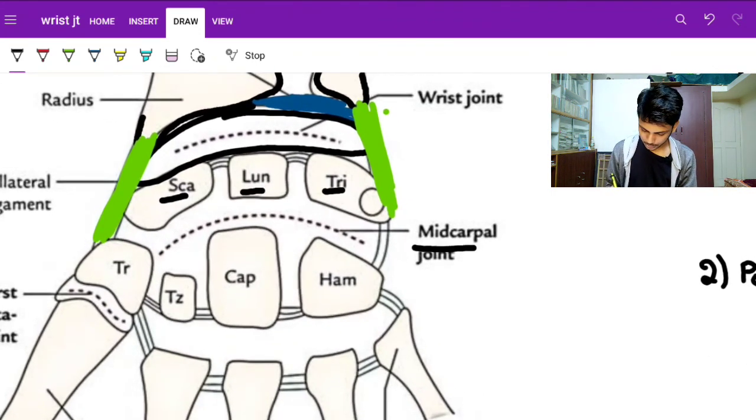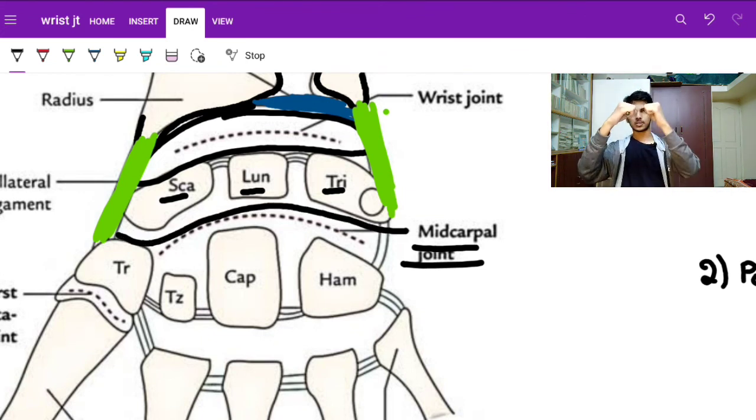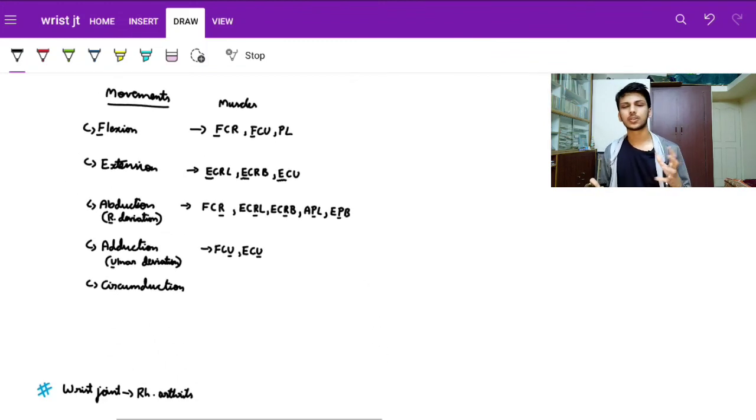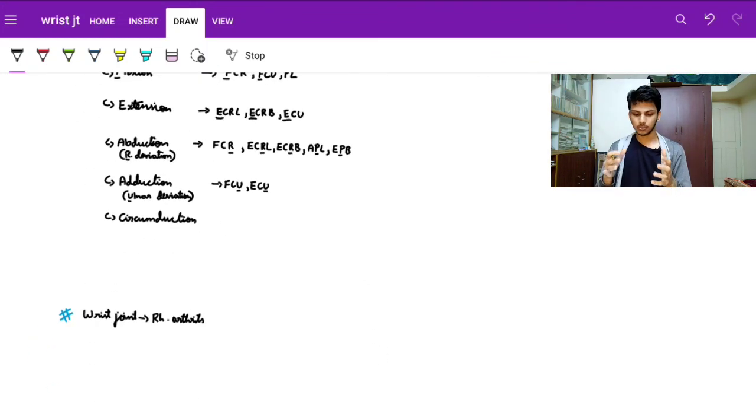See this one, midcarpal joint, isn't it? Sometimes what happens, there is a dislocation in here. So if the proximal and distal carpals dislodge, that will cause a lot of pain in the patient. That is one more clinical importance. And the dislocation of wrist joints is hard to fix because the bones are very small there. So putting back in place is a challenge for orthopedicians.